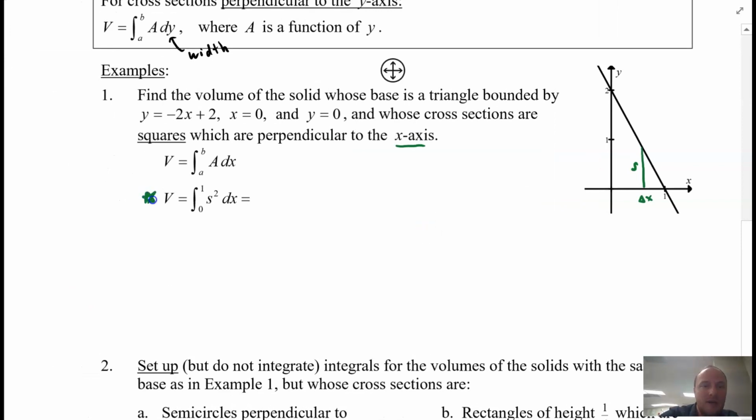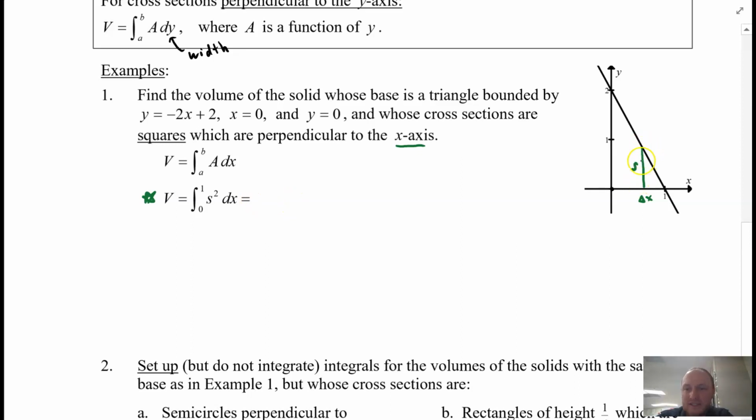So the volume is equal to the integral from 0 to 1, right? And these are our limits of integration, so 0 to 1 of s squared, which is our area, dx, which is our width. So this is volume, and we're going to accumulate all of that volume. All right, so what I need, though, is to represent s in terms of x. I want my integral to be in terms of x.